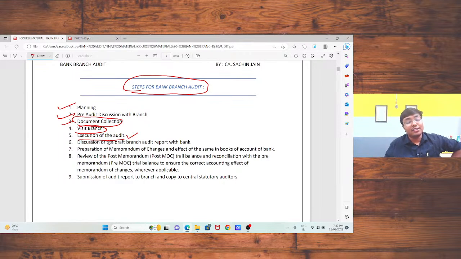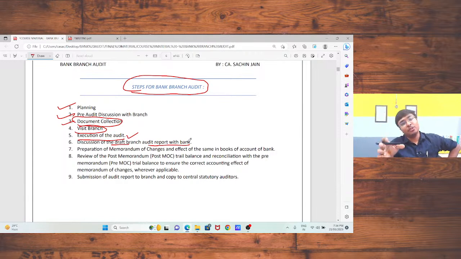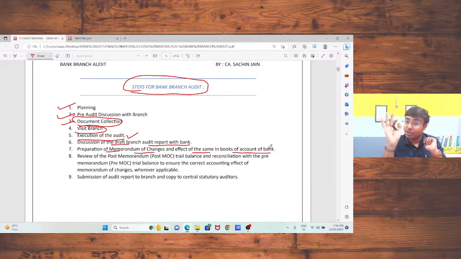Then comes discussion of the draft branch audit report with the bank. You should prepare the draft audit report and then discuss the same with the branch manager, or if required, with the regional office or zonal office, and you should present your findings to that branch manager. If there is any MOC, in that case, prepare that MOC and effect the same in the books of accounts of the bank. This is your responsibility.